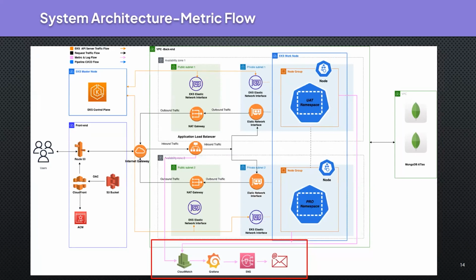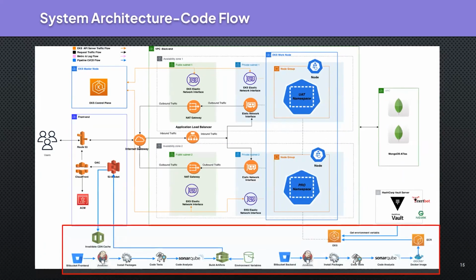This diagram shows the log and metrics flow, and here you can see both network traffic and EKS logs are exported to the CloudWatch and then visualized in Grafana. When pod metrics in EKS is above the preset threshold, an alert will be triggered by the AWS SNS service to notify the on-call staff.